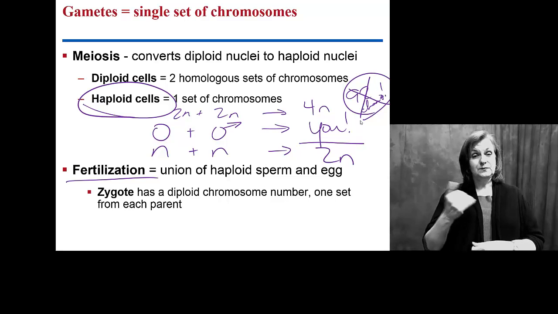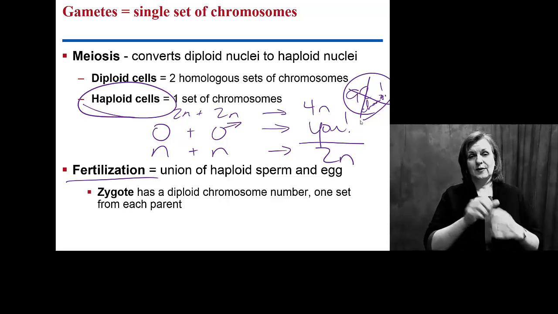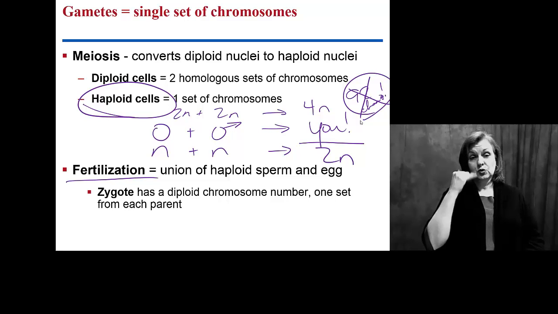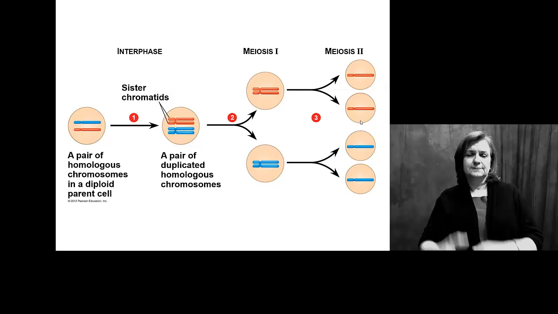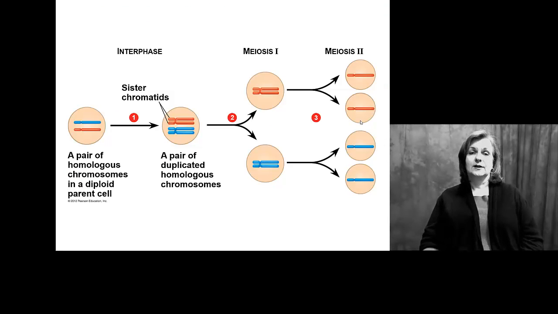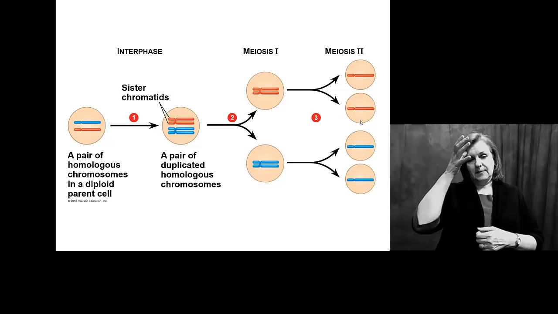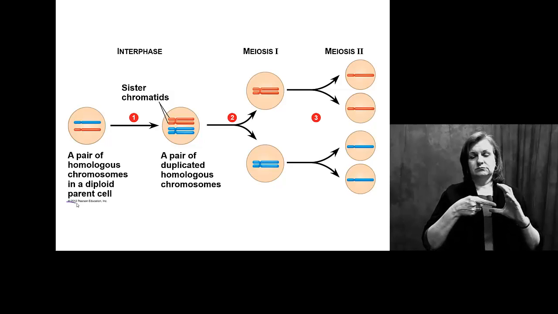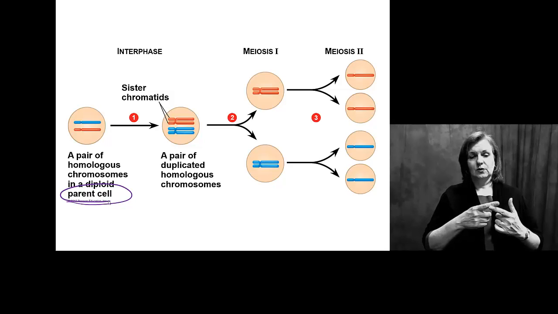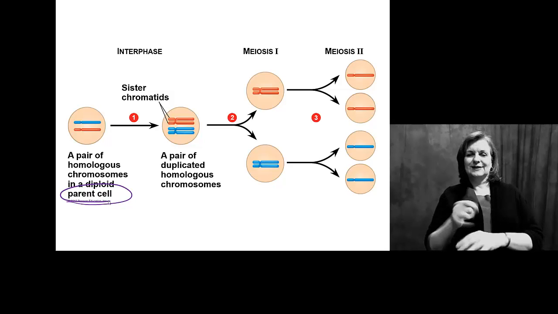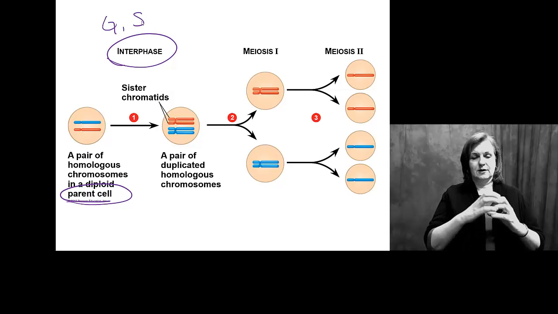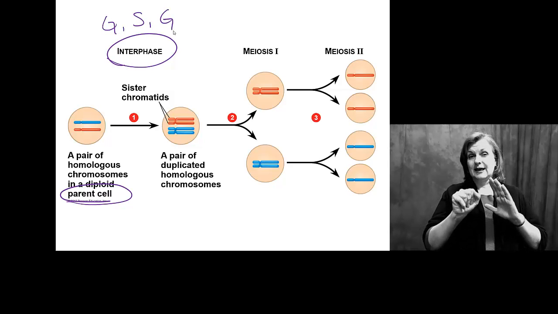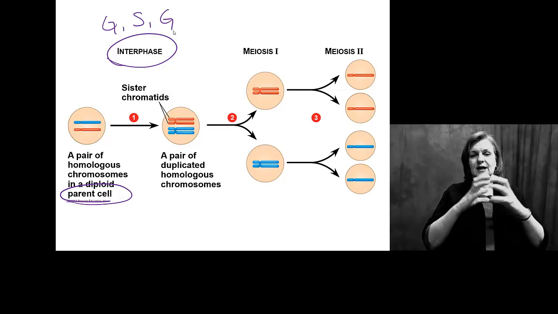Remember, number of chromosomes is species specific. If you have 92 chromosomes, you're no longer human. That's a problem. So we take this original parent cell and we're going to go through a process just like we did before of interphase. So we're going to grow, replicate DNA, and grow again. And then we're going to divide the cell.